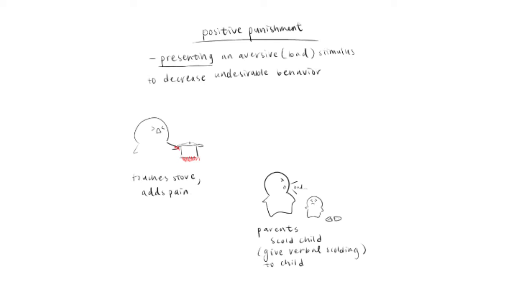In this case, the pain is the bad stimulus that you don't want to happen to you, and it is to decrease the undesirable behavior of you touching the stove ever again. Another example is when a parent scolds the child for breaking dishes. So in this case, the aversive or bad stimulus is the parent scolding to reduce the undesirable behavior of the child not being careful and breaking the dishes.